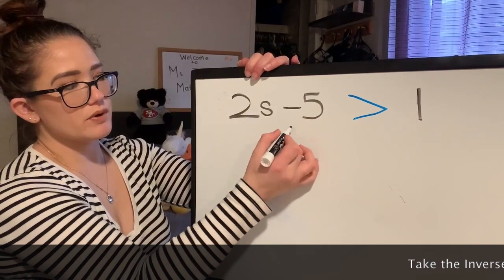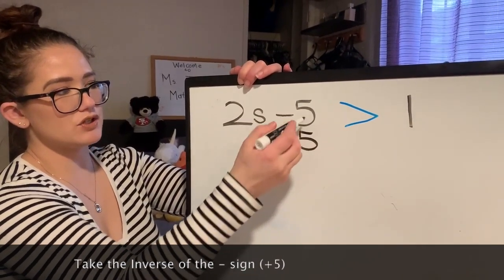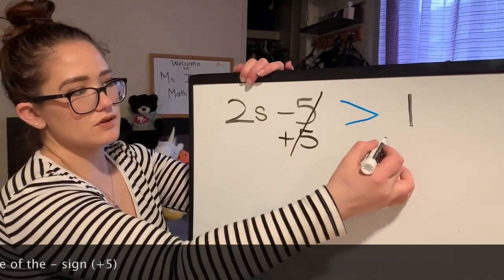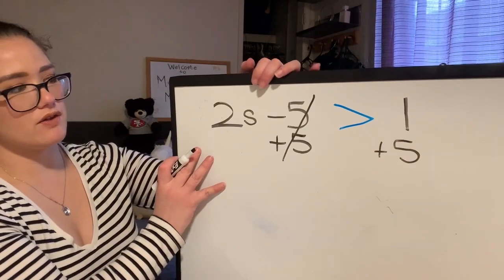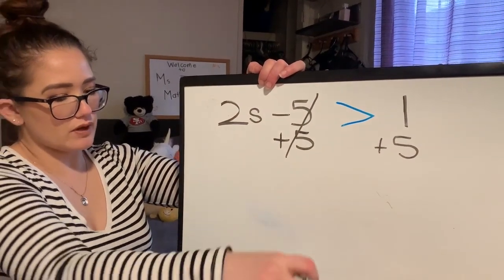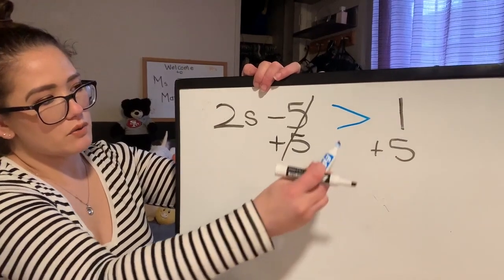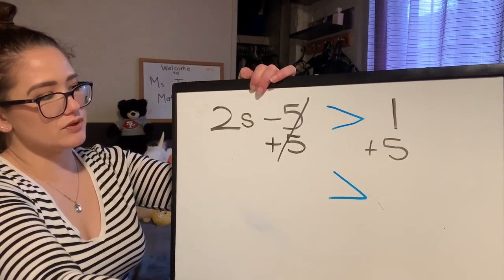All right, so we're going to add 5 because we're taking the inverse operation. That will cancel, and what we do to one side, we have to balance the equation to do on the other side. So what I'm going to get left on this side, again, our inequality lines up and we have the greater than symbol still.